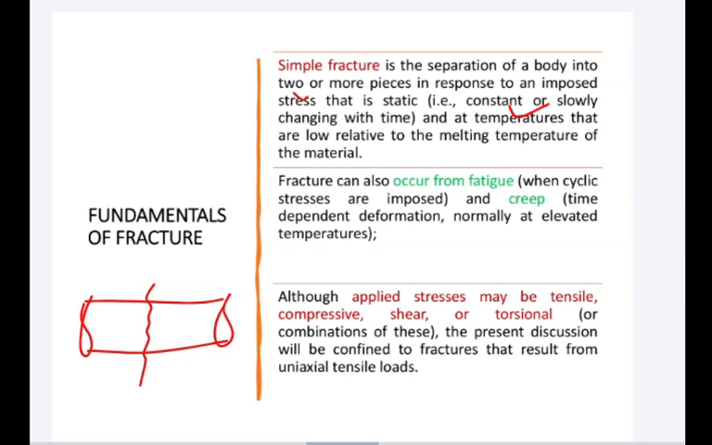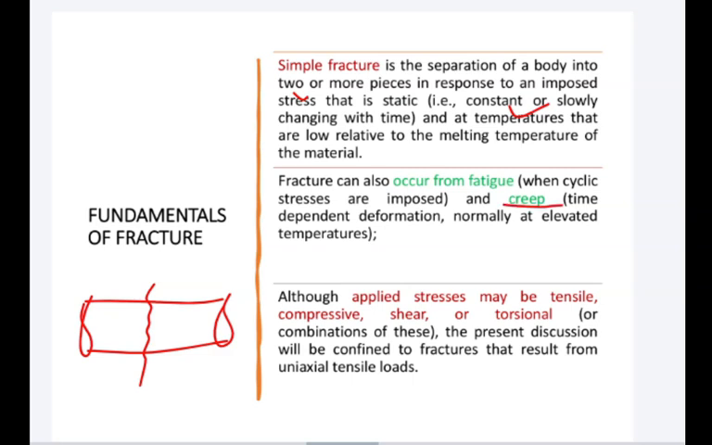Now fracture can also occur from fatigue. You might have experienced this if you have any metal wire or paper clip, and if you bend it in this way and then bend it again two or three times, you can easily break it. Usually when we are breaking something, we do this process, we bend in this way, and it breaks easily. Why? Because there are cyclic stresses, which is known as fatigue. We will study fatigue in detail.